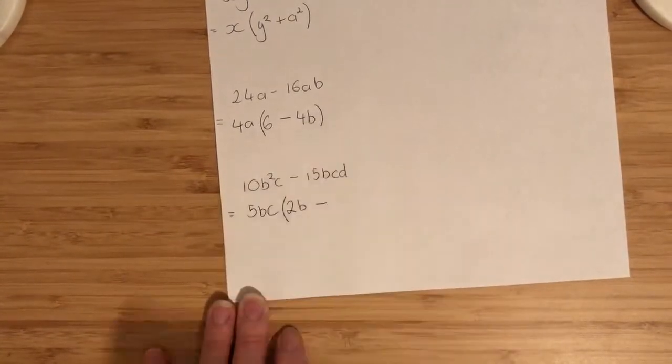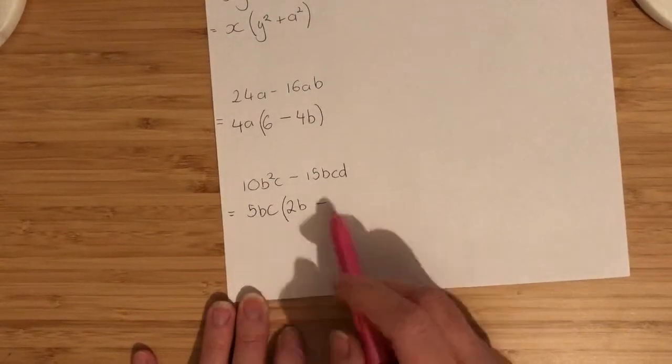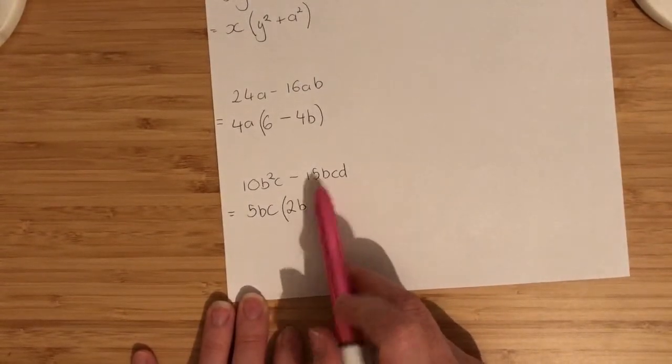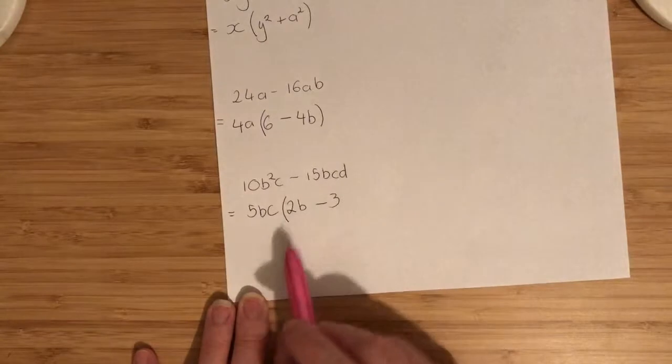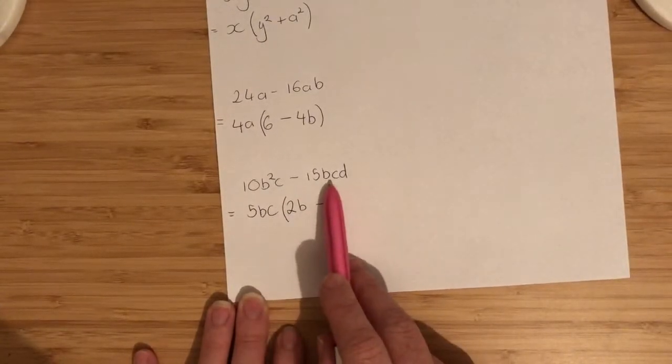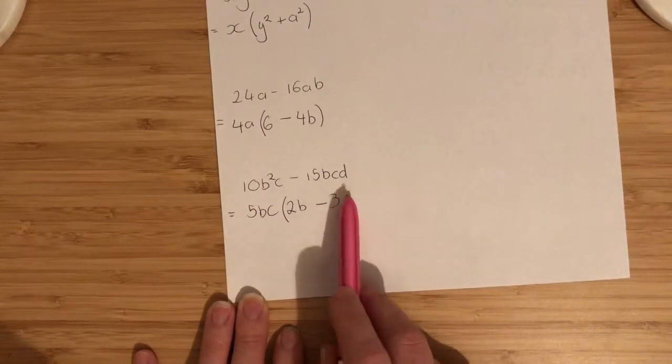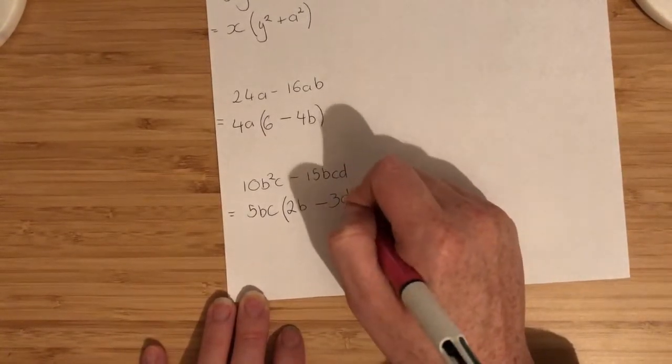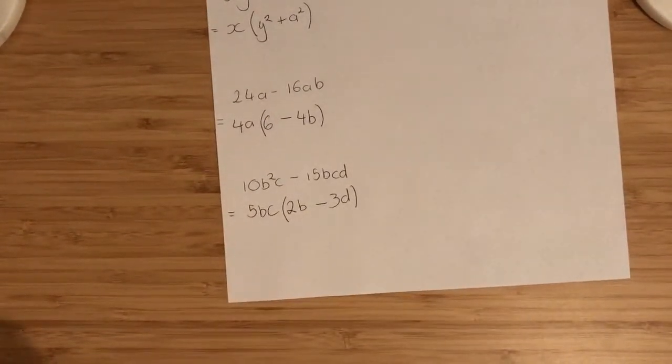Next one. Minus 5 times what would get you to the 15? And that is 3. The b and the c we've already got here, so we don't need them inside the bracket, but we do need the d. And that is you. Right, so that's factorising by highest common factor, so maybe you can try some of the examples yourself.